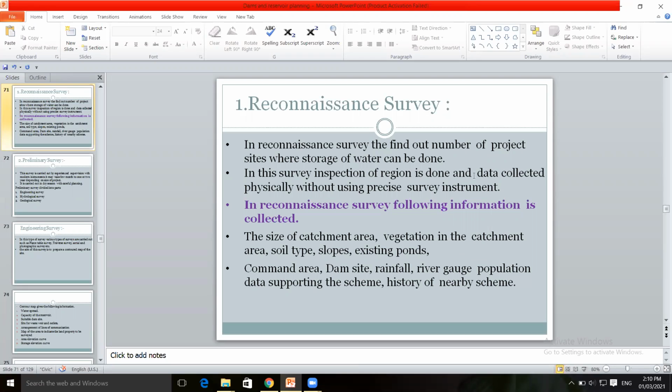The number of project sites that are to be studied is decided in this reconnaissance survey. In this survey, inspection of the region or site is done.